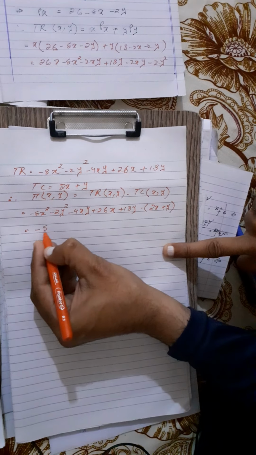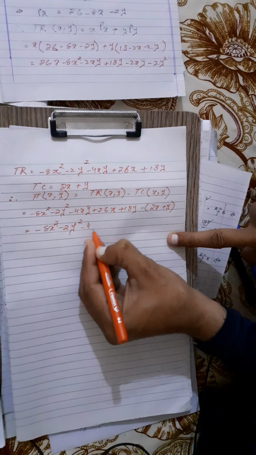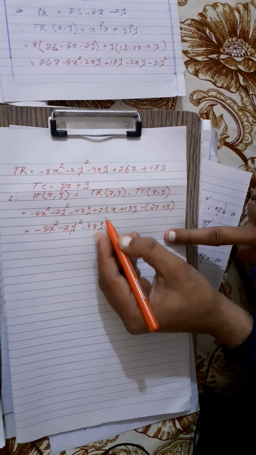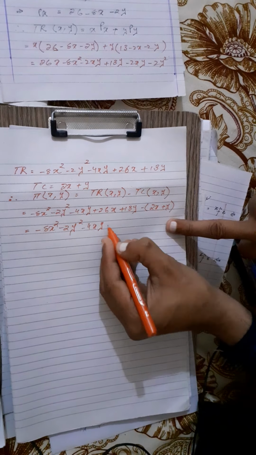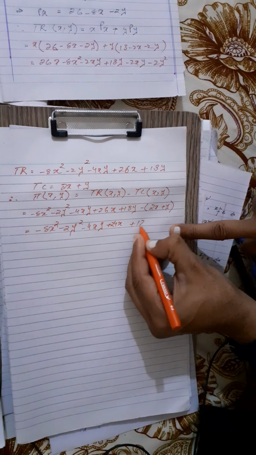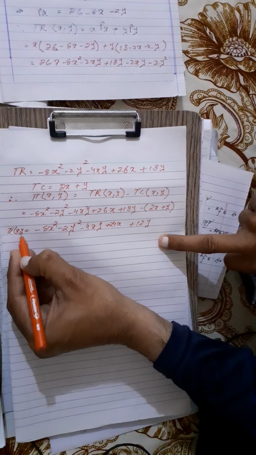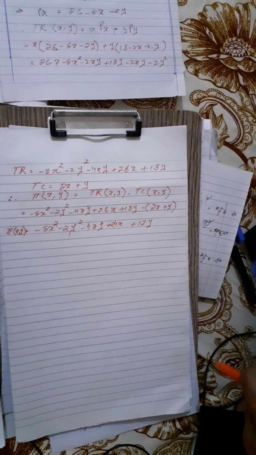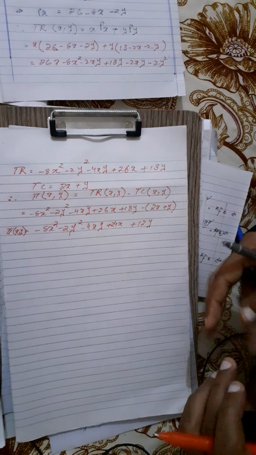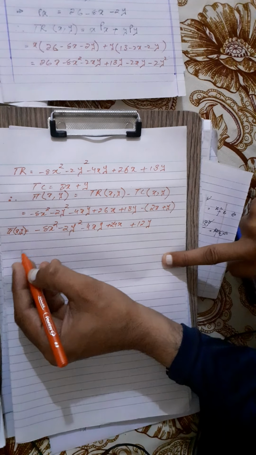This implies that minus 8x square minus 2y square minus 4xy plus 26x minus 2x will give you 24x, and 13y minus y will give you 12y. Now this is the final profit function. Now we have to maximize it. Now we will find the partial derivatives.